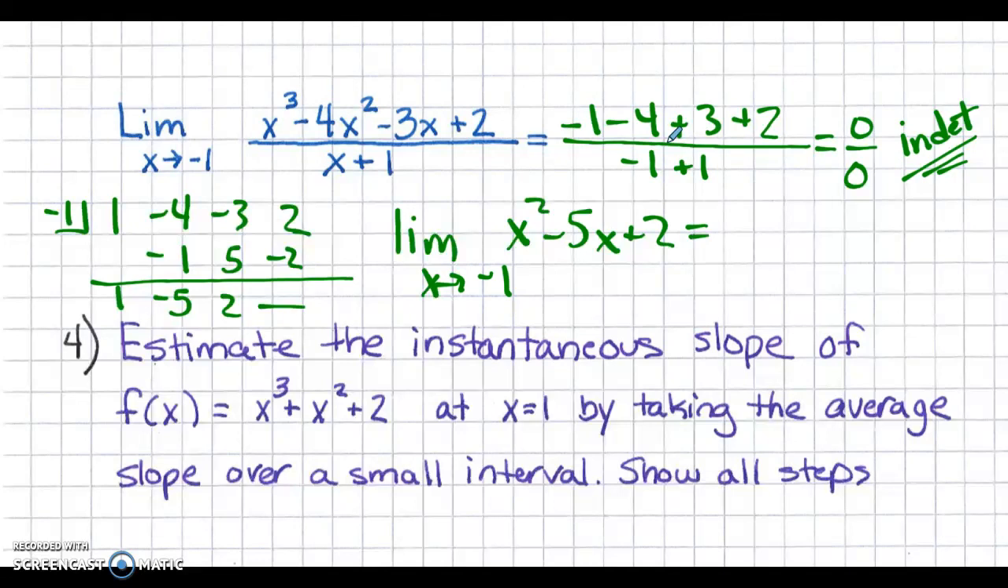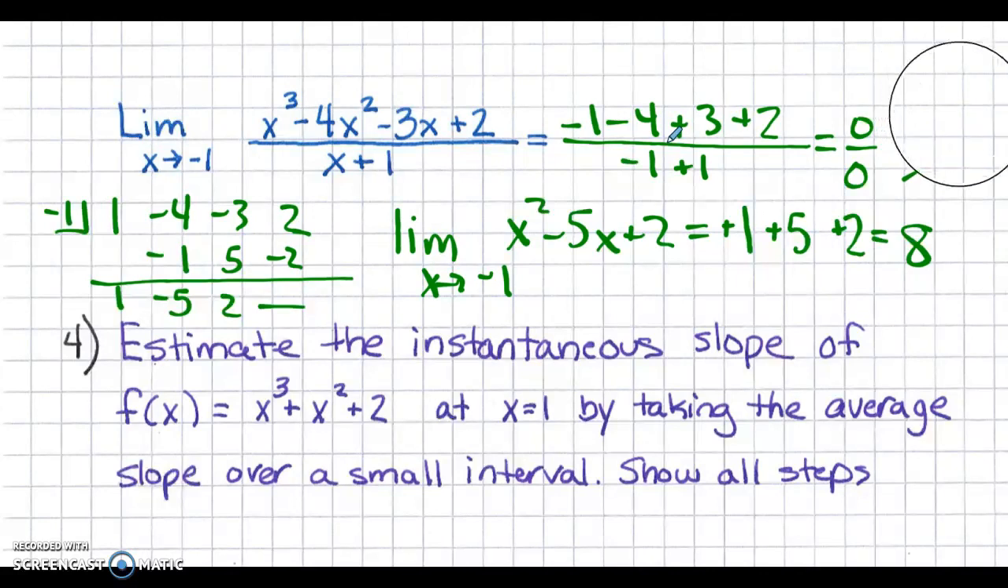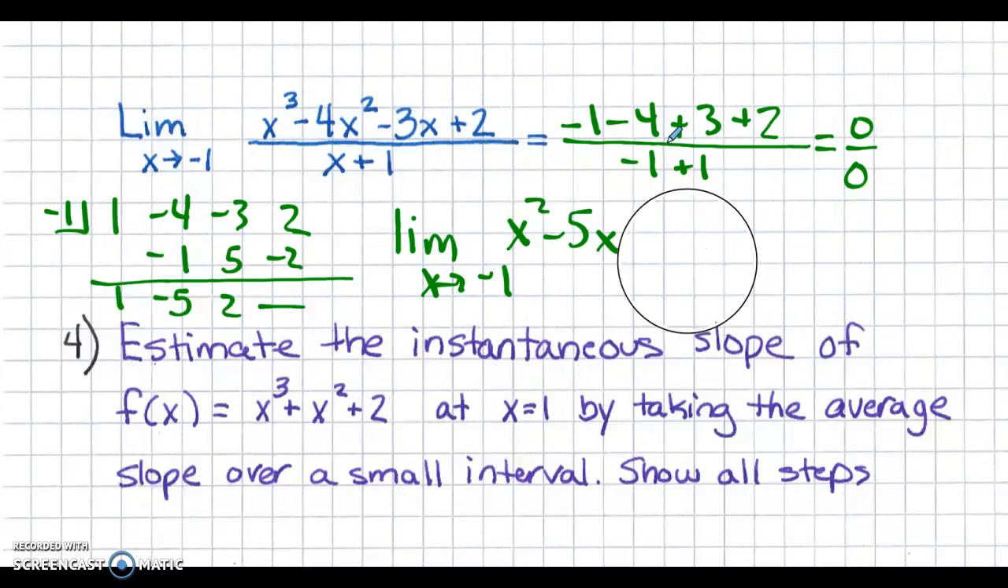I would fill that in, and I would get -1 squared, which is +1 because I squared it, plus 5 plus 2. 5, 6, 7, which would equal 8. We did this the long way when we learned about it. We computed out the indeterminate form.